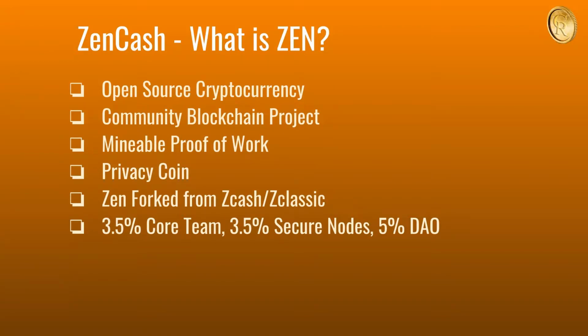So 3.5%, which is a fairly small amount, goes to the core team. 3.5% goes to the secure node operators. 5% goes to the DAO, which means decentralized autonomous organization. Essentially, it's the community. In the community, you can do a project, you can add a feature, you could help with marketing, you could redesign a logo. If the community accepts it, you can actually get paid for doing the work.